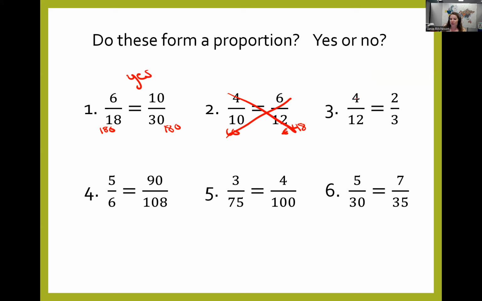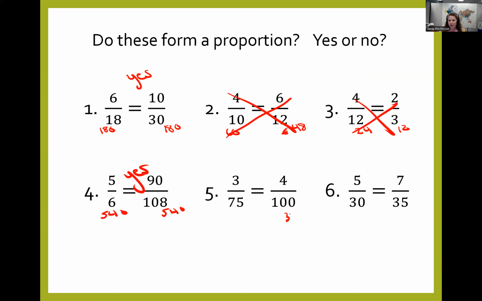What about the third one? 4 times 3 is 12. 2 times 12 is 24. These are not proportional. The next one, I don't know, 108 times 5 is 540. And 90 times 6 is 540. So yes, this is proportional.